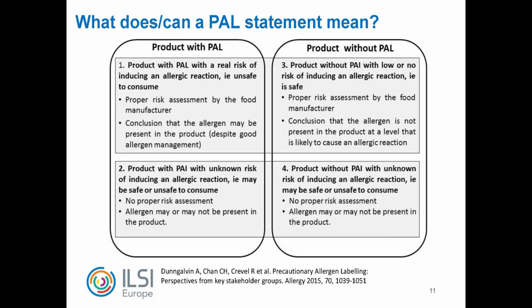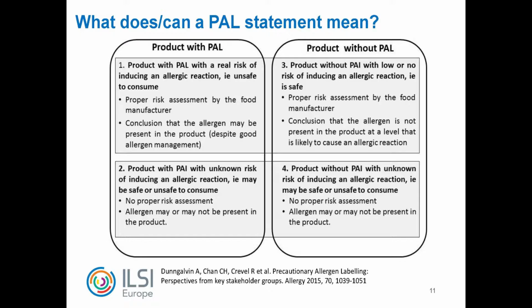And the reason why it's got PAL is because a proper risk assessment by the food manufacturer has been undertaken, and the conclusion has been drawn that the amount present is actually such that it would pose a risk. But there's a second category, which is that actually the level of risk is unknown. So it may be safe or it may be unsafe. There's been no proper risk assessment, or the allergen may or may not be present in the product or in a sufficient proportion of the products.